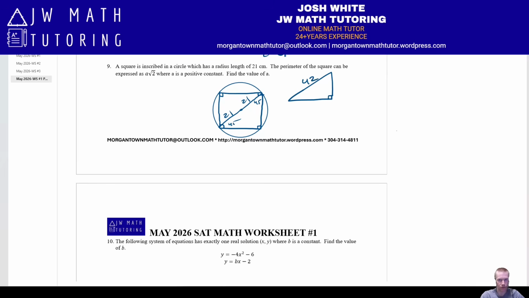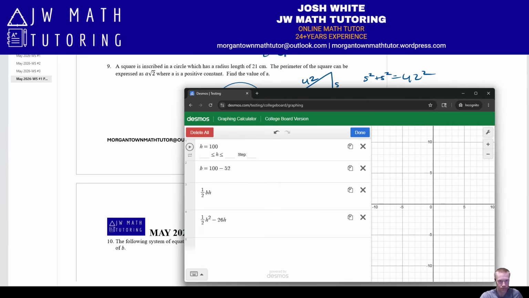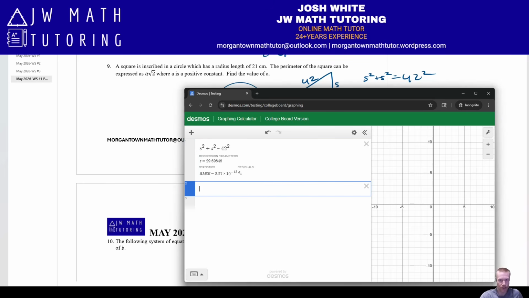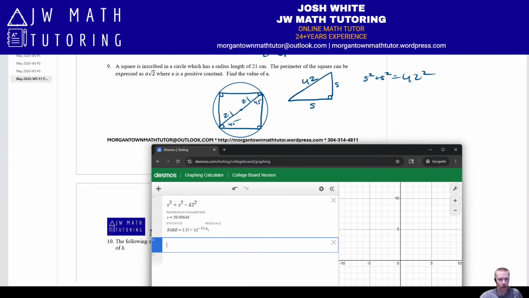The hypotenuse is 42. Okay, there's multiple ways you could find the side length of the square. You could technically just do S and S and use the Pythagorean theorem. And if you're going to take that approach, you want to go to Desmos. So we got S squared plus S squared equals 42 squared. Now notice this gives me a decimal, but that's fine.